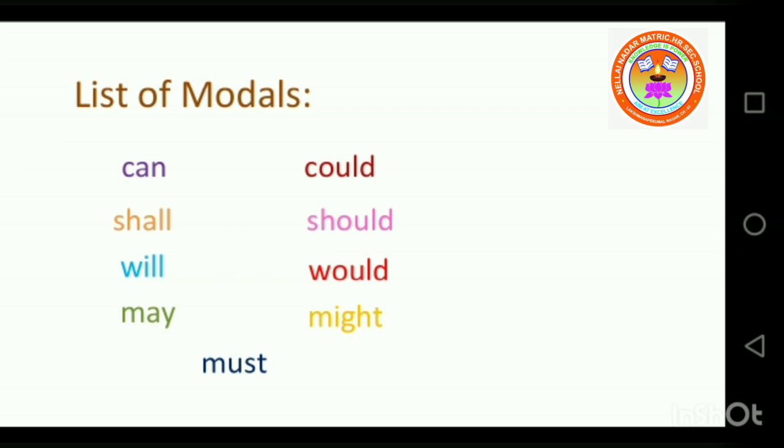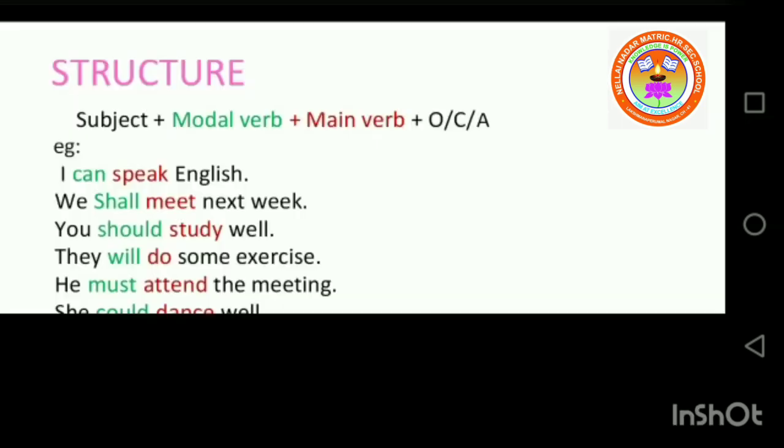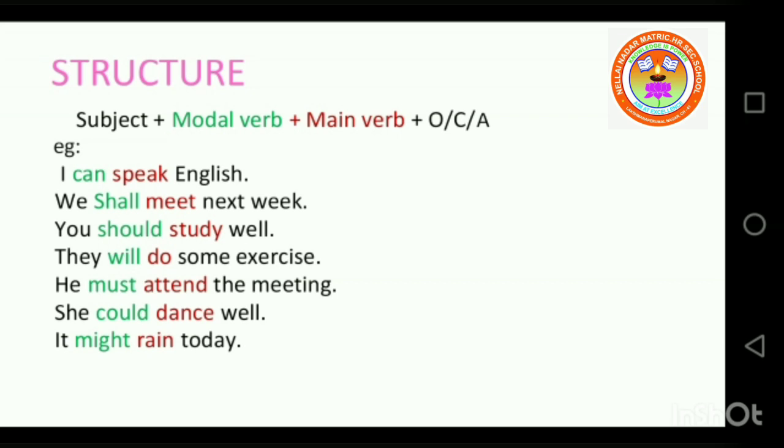Next, we will see how to use the modals in a correct manner, which means the structure of modals in a sentence. Look at the structure given. We should begin the sentence with the subject, followed by the modal verb, then the main verb, and then the remaining words in a sentence, which means object or complement or adjunct.